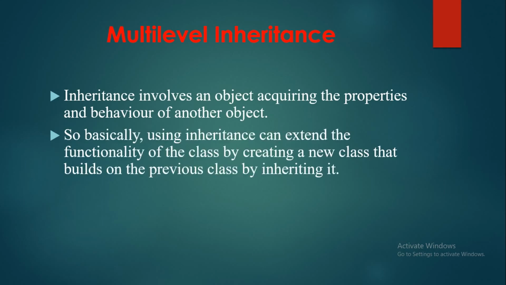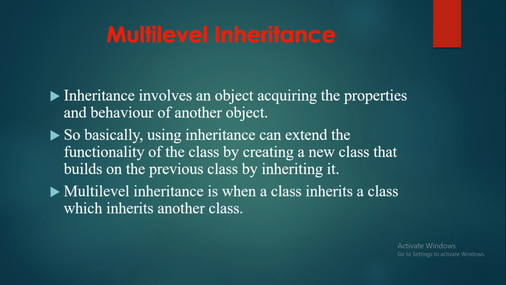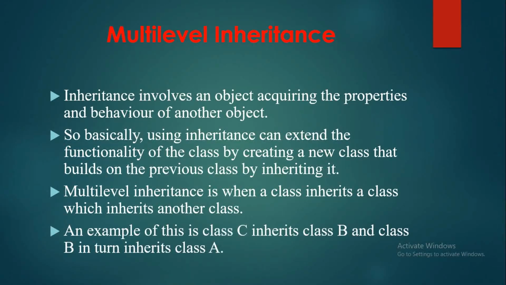Using inheritance, we can extend the functionality of a class by creating a new class that builds on the previous class by inheriting it. Multi-level inheritance is when a class inherits a class which inherits another class. It means that class A inherits class B and class B already inherits class C. In this way we can create level by level inheritance, and that's why it is called multi-level inheritance. An example of this is class C inherits class B and class B in turn inherits class A.